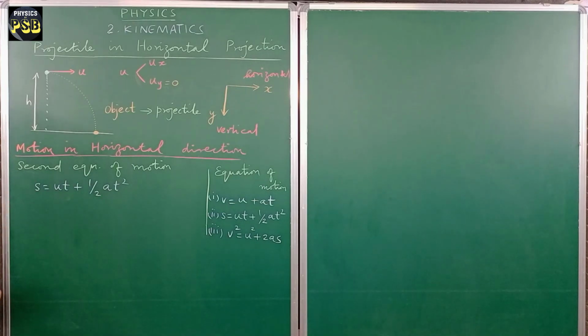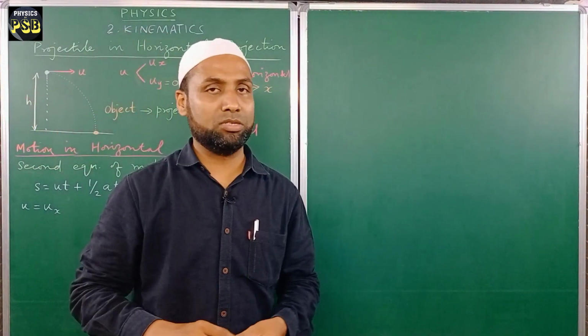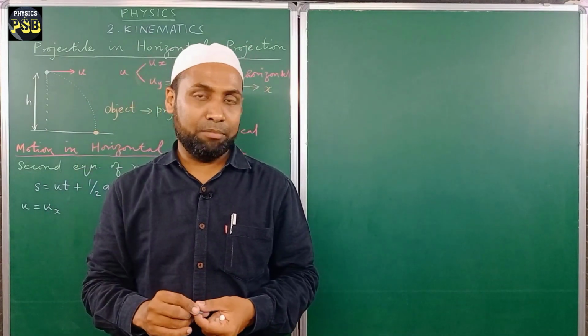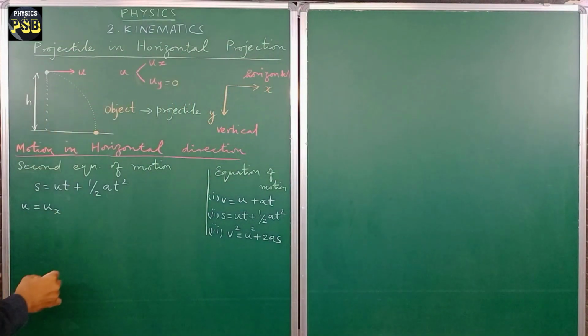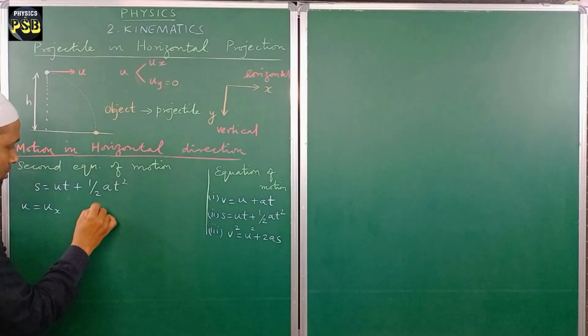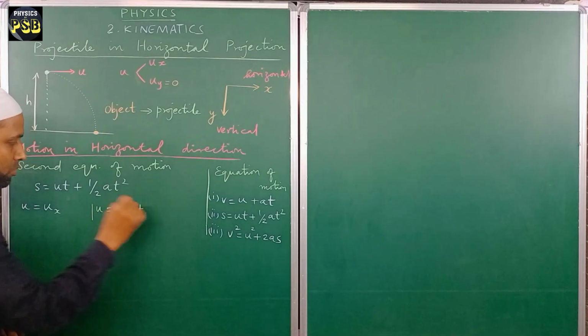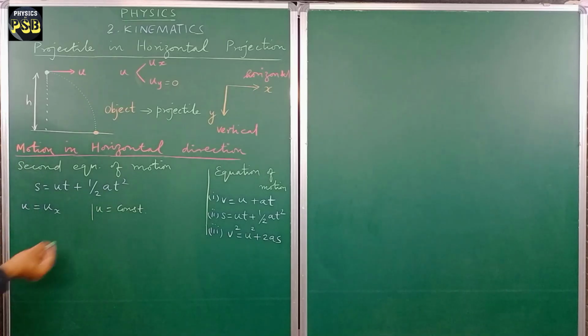Now, in the case of the motion in horizontal direction, the object has initial velocity u equal to ux. And here this velocity along the horizontal direction is uniform velocity. It means that its value remains the same throughout the motion of the object. It doesn't change. It's a constant or uniform velocity. So acceleration is 0.